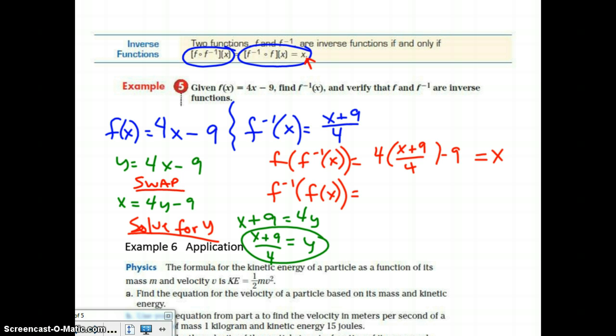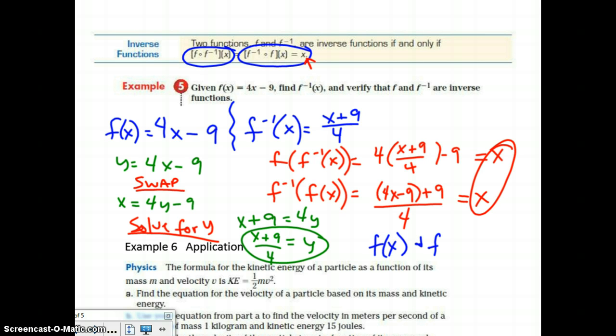Then I'm going to take the other function, I'm going to start with the inverse this time, leave a little place where the x is, plus 9 over 4, and put the original function in there. Again, this time the 9's will cancel, the 4's will reduce, and I get x. So you can see that both composite functions equal x. So we can say that f of x and its inverse are inverse functions.